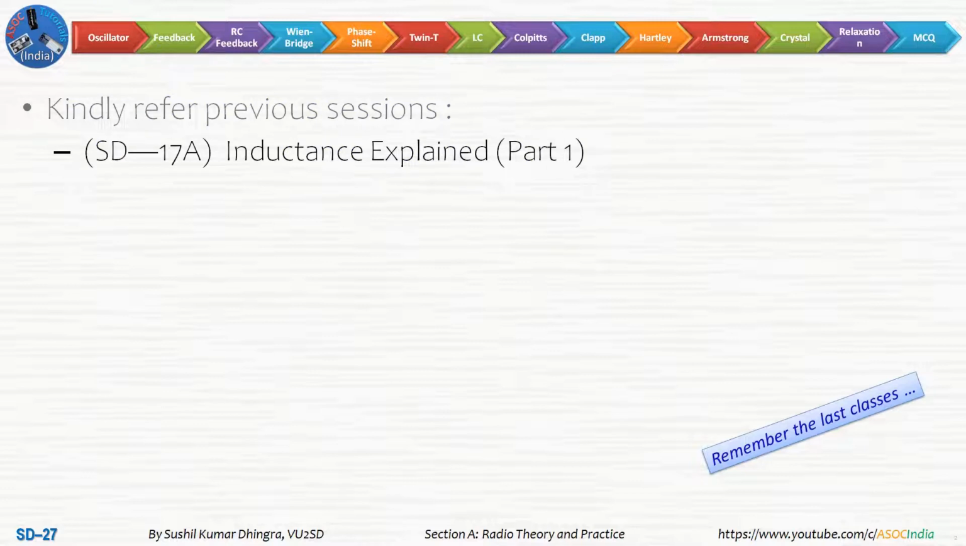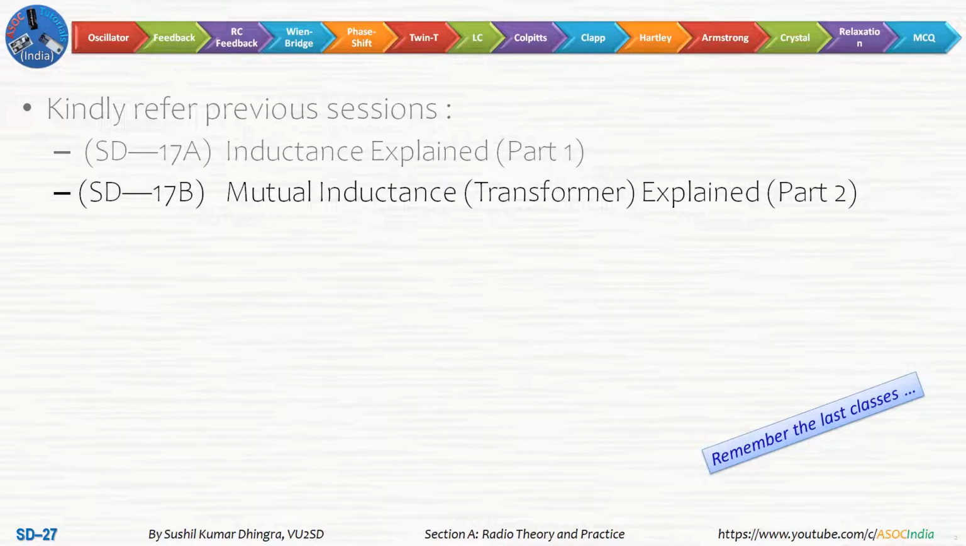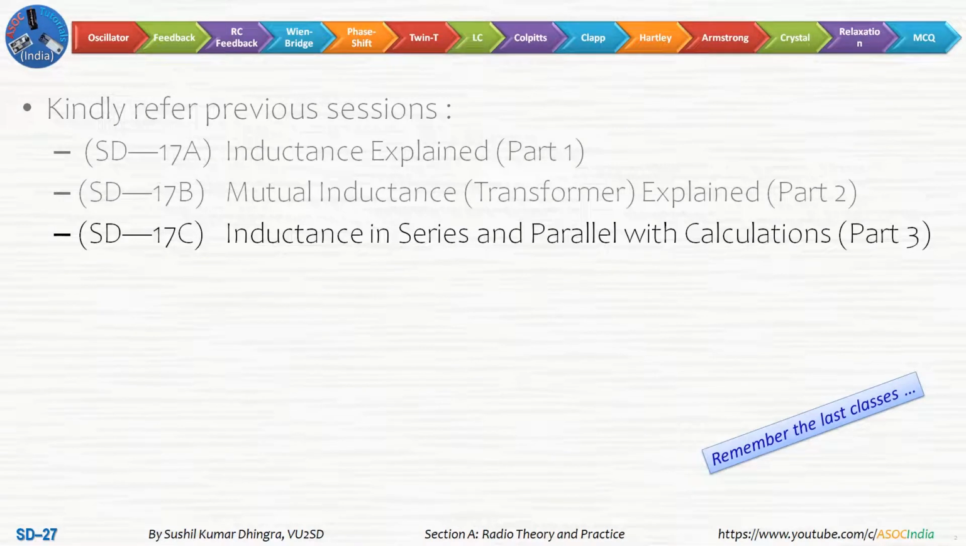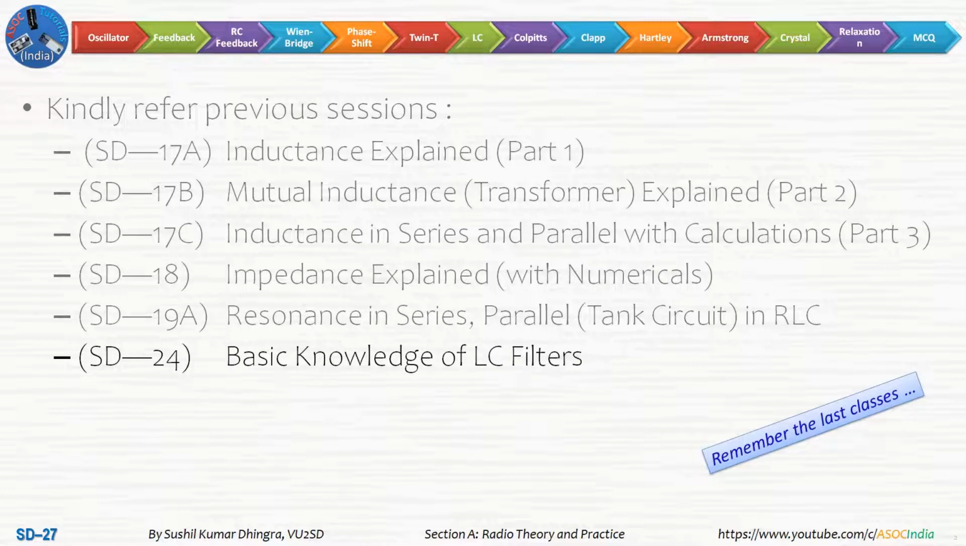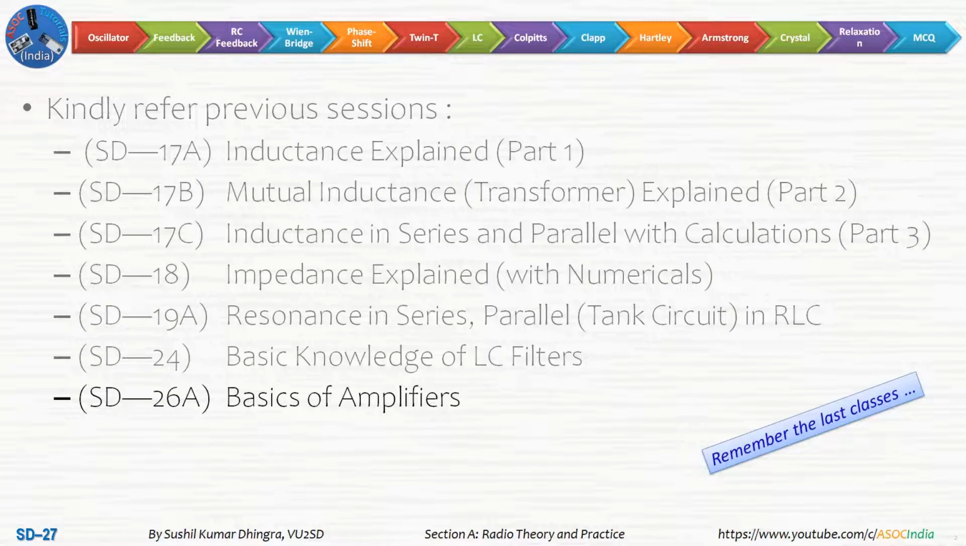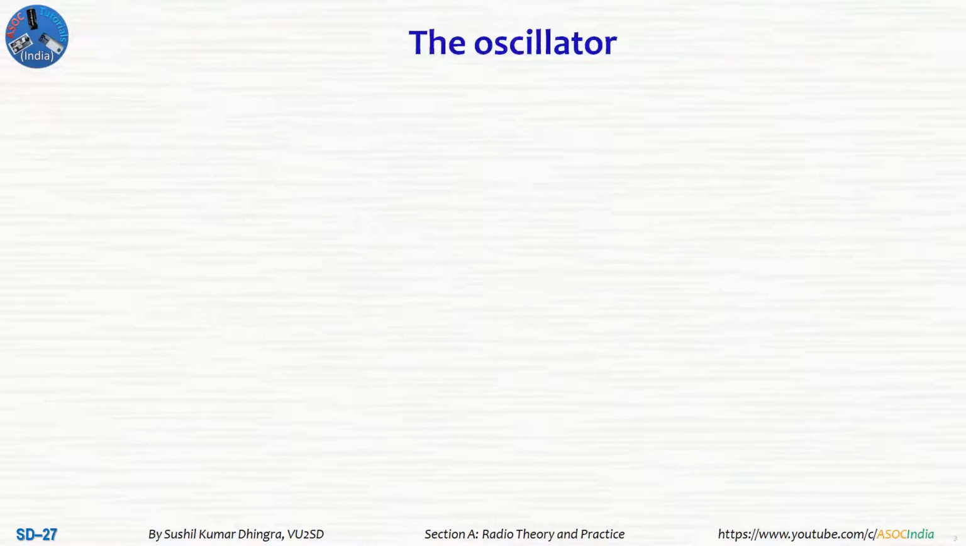Whatever you have remembered: Inductance Explained Part 1, it is SD17A; mutual inductance and transformer explained Part 2; and various parts of inductance, impedance, resonance, series and parallel, basic knowledge of LC filters, and basics of amplifiers, because they are all the base of the oscillator. There is a very negligible difference between an amplifier and an oscillator. So once you remember all the previous sessions, it is advisable to continue to today's session, and today's session is on the oscillator.